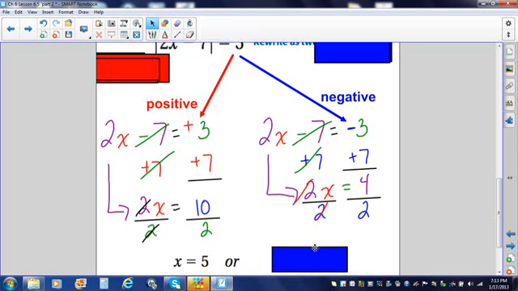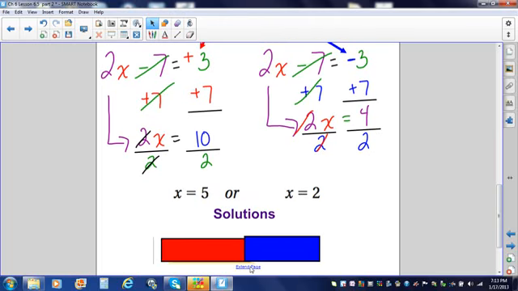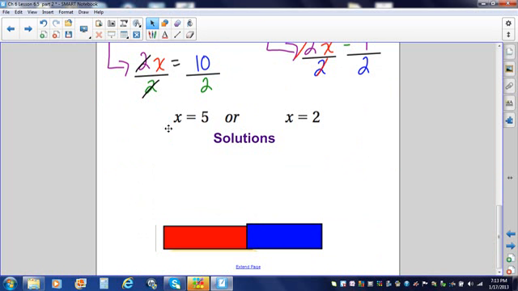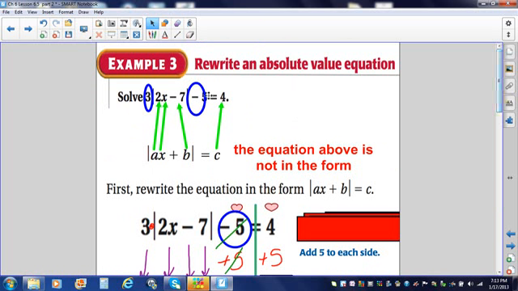So in this case, we will have two solutions. X is going to be equal to 5, or X is going to be equal to 2. Just remember, when you get a problem that looks like this, you're going to have to get rid of the number that's behind the absolute value in front of the equal sign, and you're going to have to get rid of the number touching the absolute value.